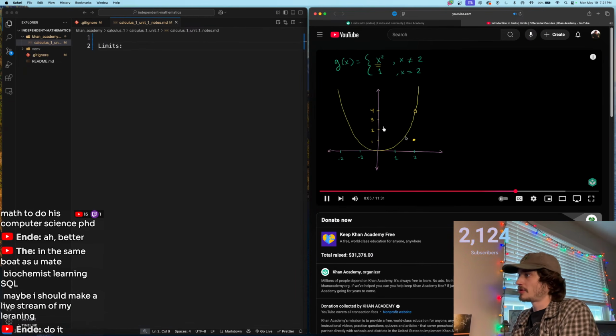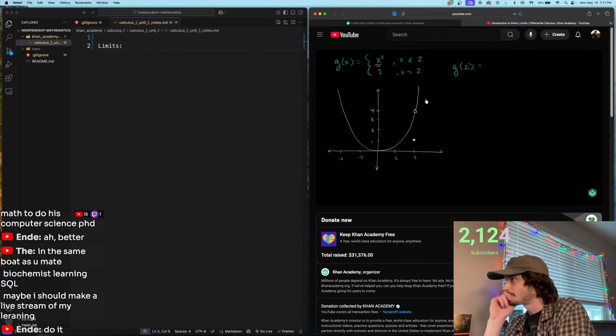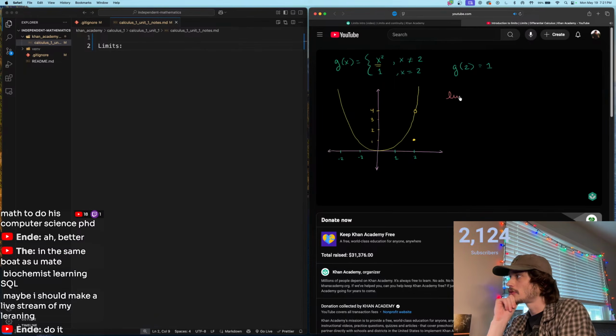So my question to you, there's a couple of things. If I were to just evaluate the function g of 2, well, you look at this definition. Okay, when x equals 2, I use this situation right over here, and it tells me it's going to be equal to 1. But let me ask a more interesting question. What is the limit as x approaches 2 of g of x? Once again, fancy notation, but it's asking something pretty simple. It's saying as x gets closer and closer to 2, and this isn't a rigorous definition, we'll do that in future videos, what is g of x approaching?